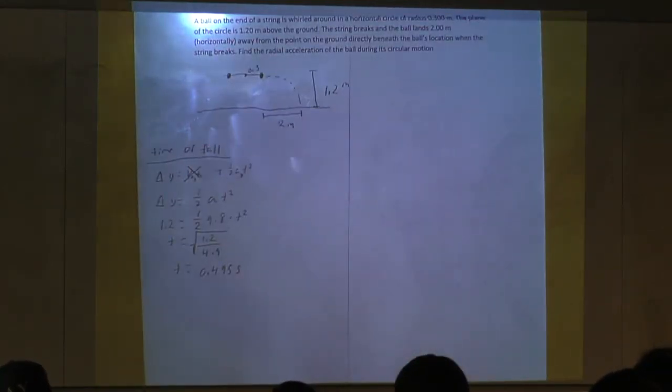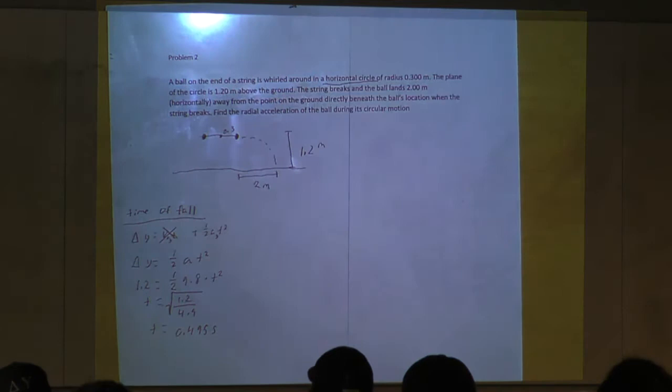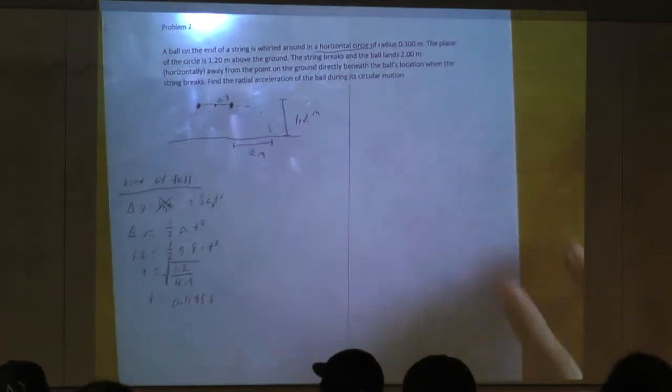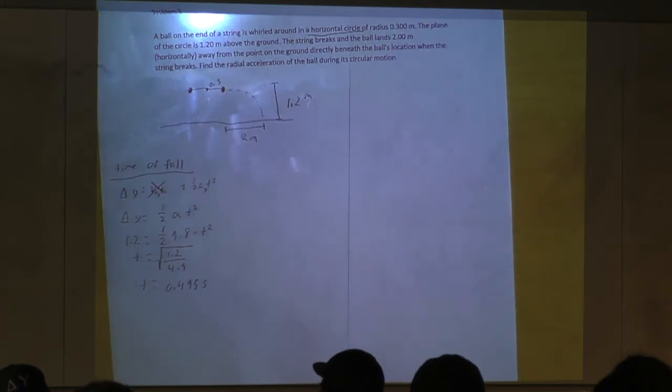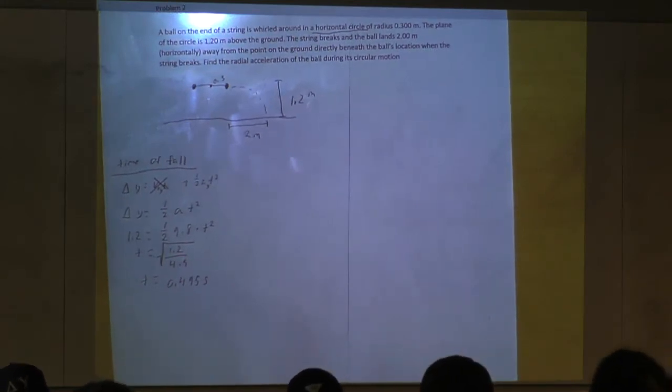So how do we know that there's no y velocity? Because it says at the top it's moving around in a horizontal circle, which means it was just rolling flat, as if it was on a table. So now that we have our time, we can find what its velocity was in the x direction.